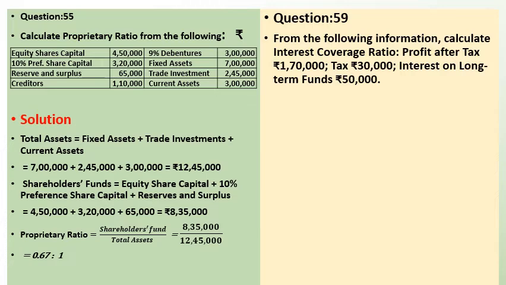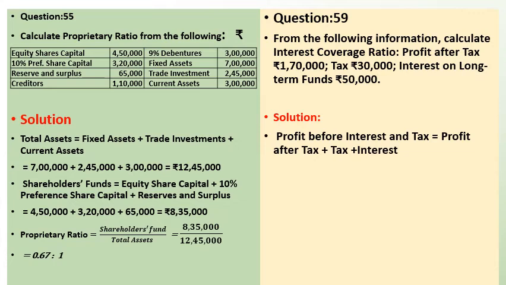We'll calculate the next question. From the next question, calculate the interest coverage ratio. Profit after tax is given 1,70,000, tax is given 30,000, long term fund interest is given 50,000.